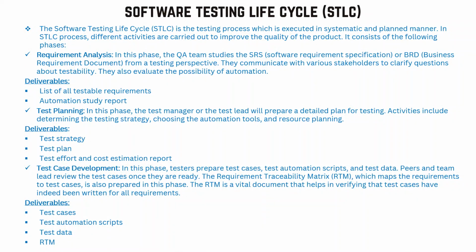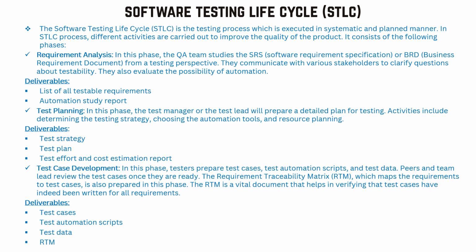Okay, what are the deliverables? They are part of the requirement analysis phase, where the QA team, or the quality assurance team, or testing team will list out all testable requirements, and they will create an automation feasibility study report or the automation POC, or the proof of concept. Then the next phase is test planning.